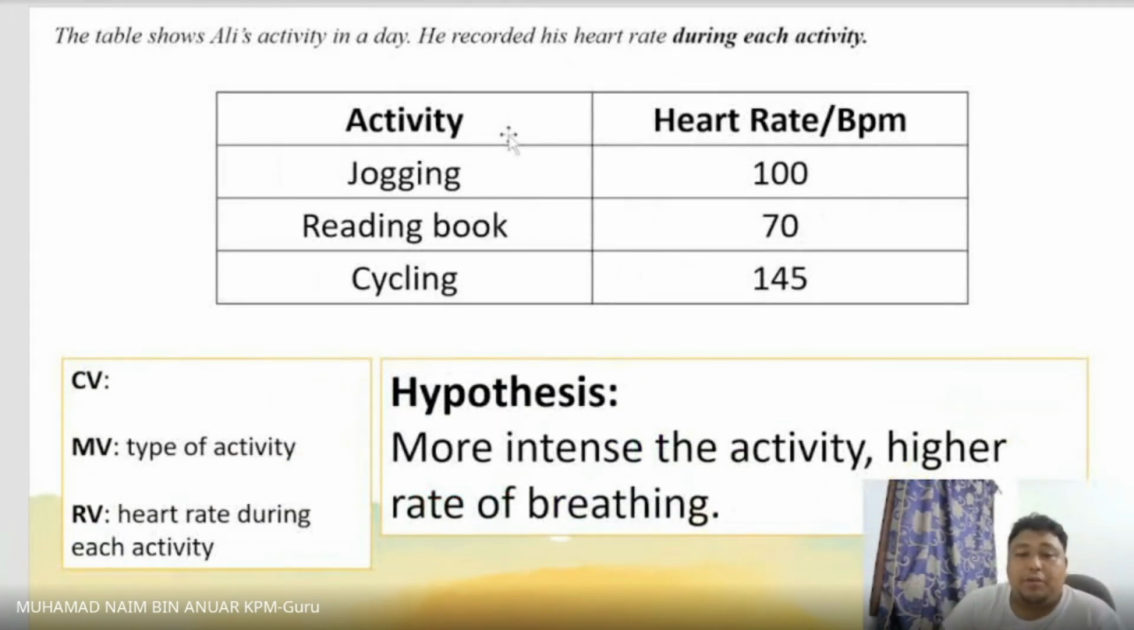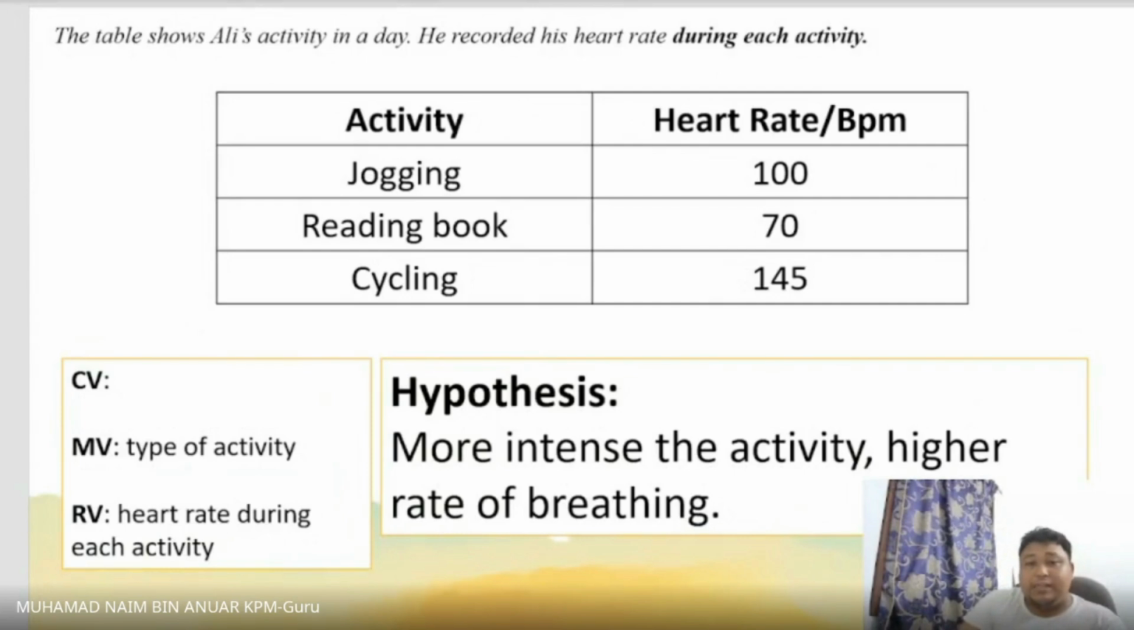This experiment. Can I say the conclusion is the more intense the activity, the higher the rate of breathing? Yes, you can say that. The more intense the activity, the higher the rate of breathing. You can see that we are using the hypothesis for the conclusion. We can use that.